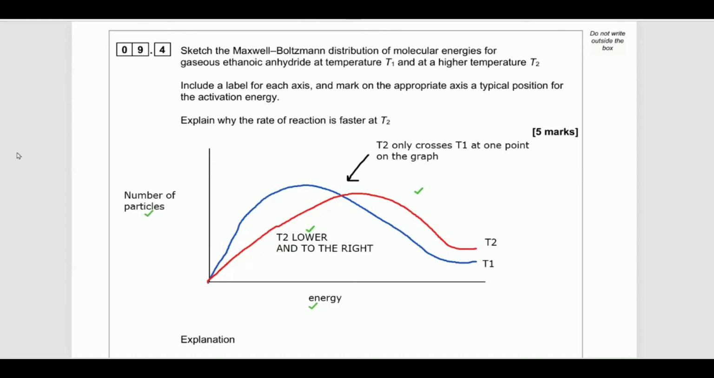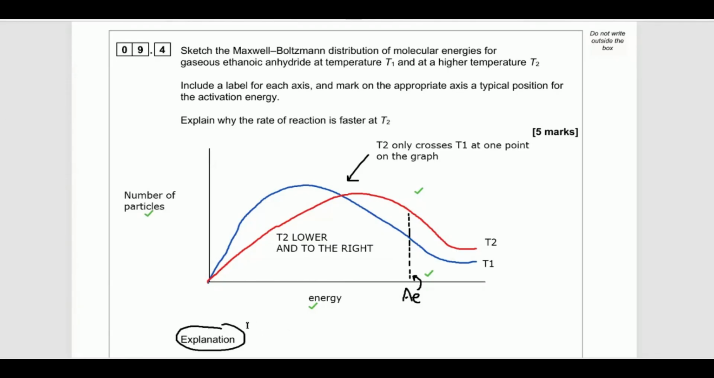Now, what I haven't done here is included the activation energy. So how do you represent activation energy? Well, you're going to use a dotted or dashed line towards the end of the graph. You can write AE or EA, energy of activation or activation energy, and indicate that. That's going to get you a separate mark.